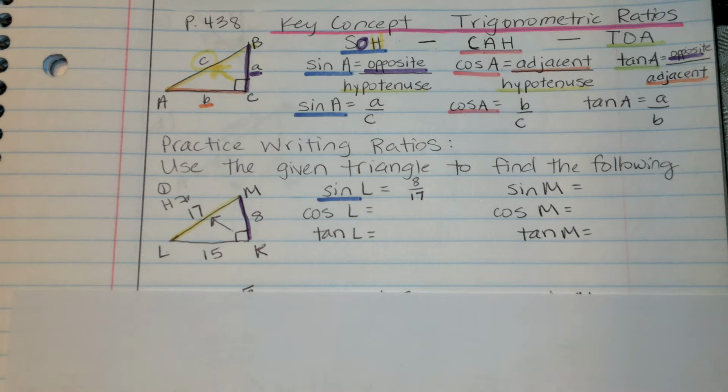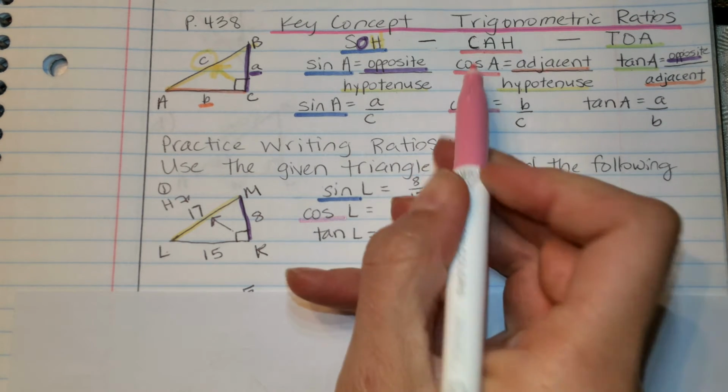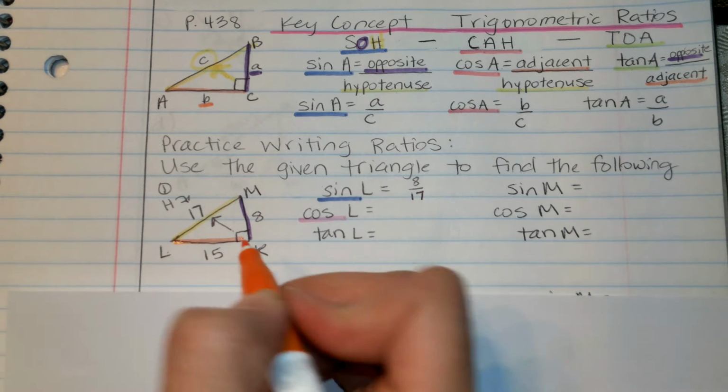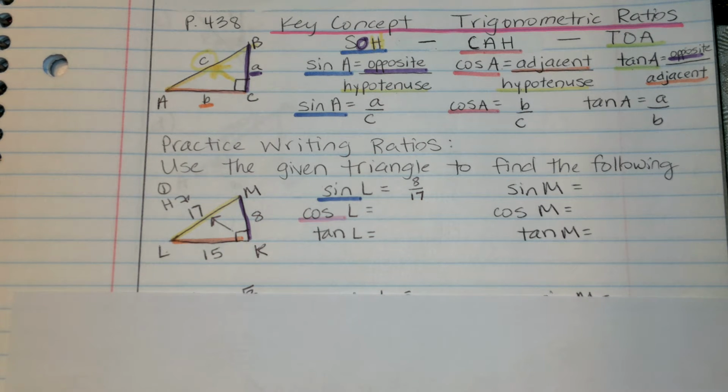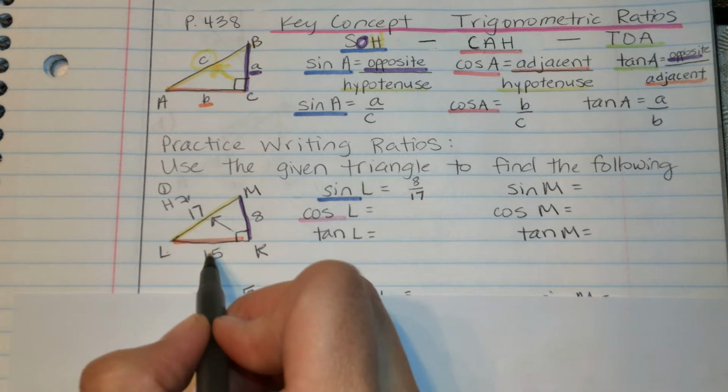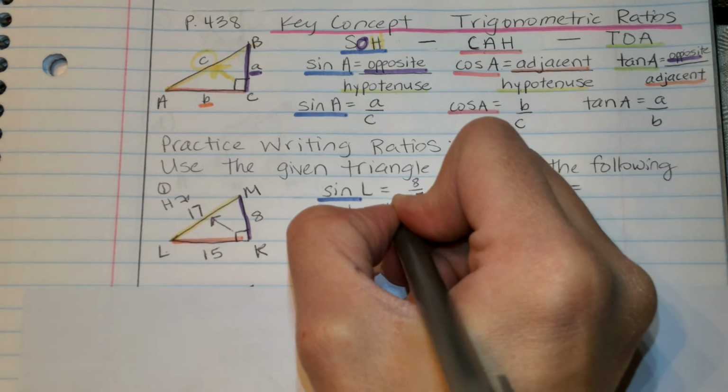Cosine. I used too many colors. I lost my pink. Oh, I think I put it back. Okay, so cosine is adjacent over hypotenuse. And I had adjacent marked with orange. Again, I'm looking from L. So all I have to do is look at adjacent over hypotenuse, 15 over 17.